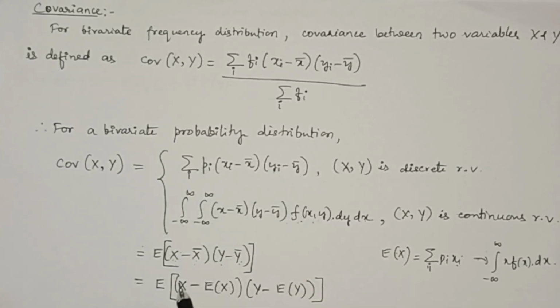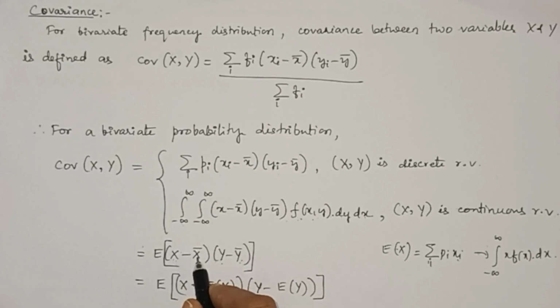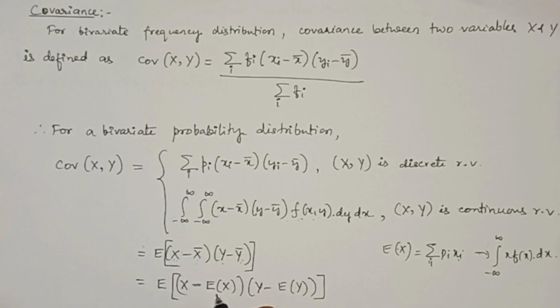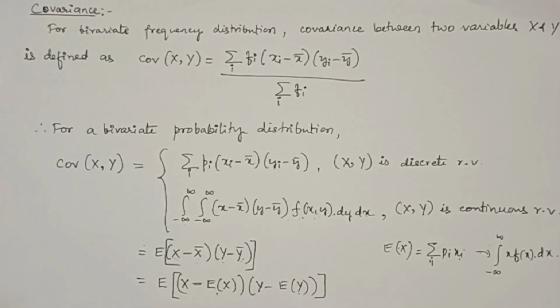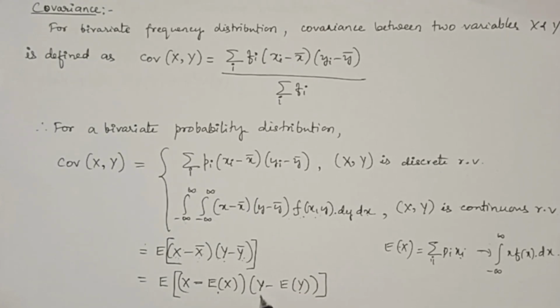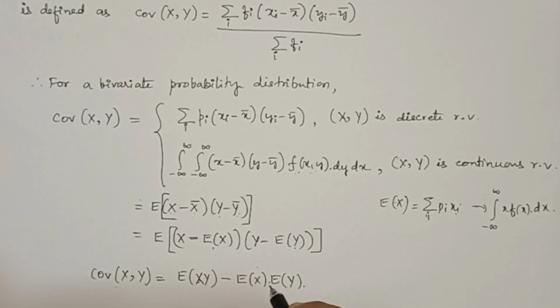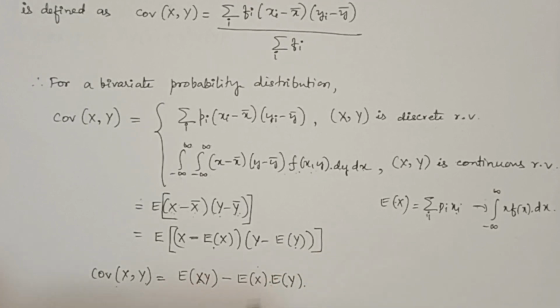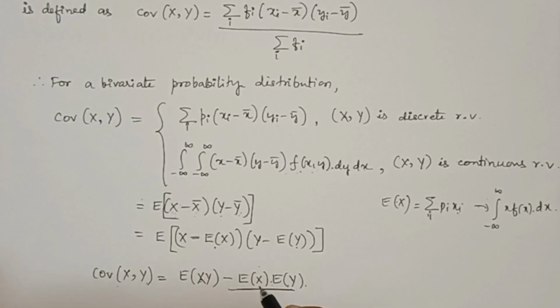This can be simplified. x bar is nothing but the mean of the random variable, and we know that mean is nothing but expectation. So x bar is replaced as E of x. Similarly, y bar is E of y, the mean of the random variable y. Upon simplification, if you use the properties of expectation and simplify it further, you will get covariance as E of xy minus E of x into E of y. So this is the final formula, where covariance is in terms of expectation.